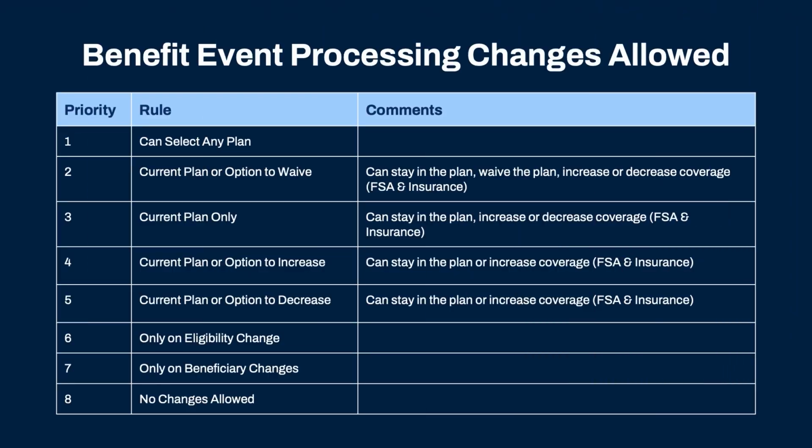To demonstrate how Workday prioritizes allowed processing changes, let's explore an example. Suppose that we have two events that both occur on the same day, so Workday creates a hybrid event. If one event contains the rule that specifies no changes allowed, and the second event's rule allows me to select any plan, Workday will apply the Can Select Any Plan rule because it has level 1 priority. The most permissive rules have the first priority. If the second event allows for current plan or option to increase, this event's rule takes priority over no changes allowed. This prioritization isn't configurable, so your benefits administrators must think critically about how two events combine and process as a hybrid using these prioritizations.